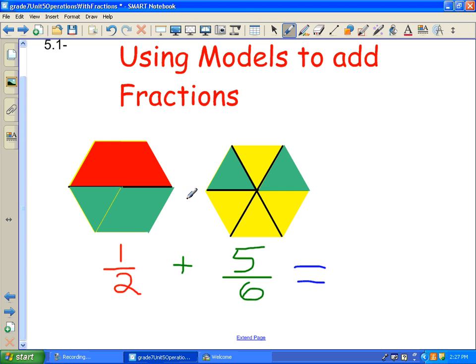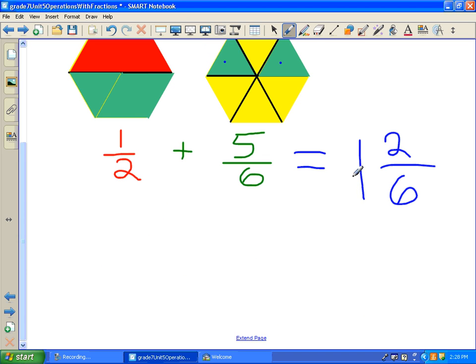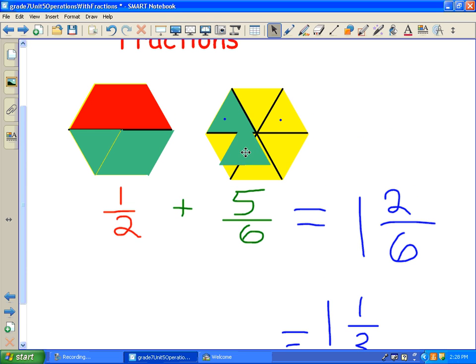So now, here's what I've created. I've created one whole shaded in. So one whole. And I have 2 pieces left, and it's out of 1, 2, 3, 4, 5, 6. So 1 2/6. Of course, you could reduce that to a simpler form. If I divide this by 2 and divide this by 2, I'll end up with 1 1/3. Okay? And of course, you can see that even if I move this over, it is going to be 1/3 of the whole thing shaded in. As you can tell right away, that is 1/3.